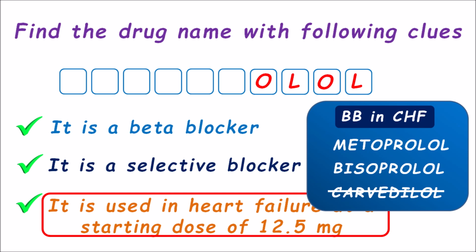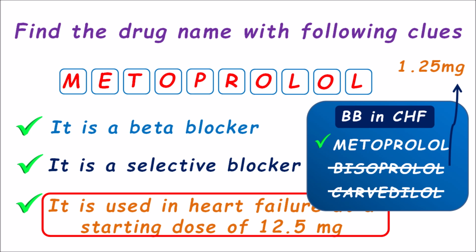Now we have 2 drugs, metoprolol and bisoprolol. Both have the same number of letters. So what is the right answer for this puzzle? Here bisoprolol is a selective beta blocker which is used in heart failure at a starting dose of 1.25 mg. So it is not the right answer for this puzzle. Instead, metoprolol is the selective beta blocker which is indicated for the treatment of heart failure at a starting dose of 12.5 mg. So the correct answer for this question is metoprolol.